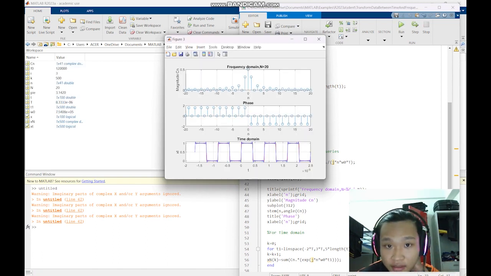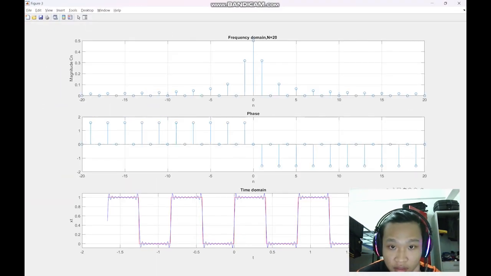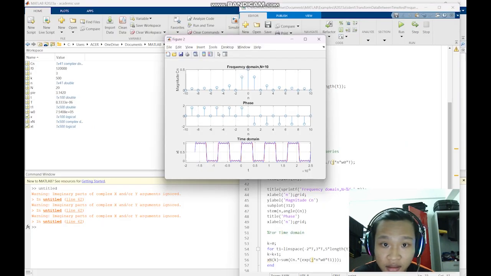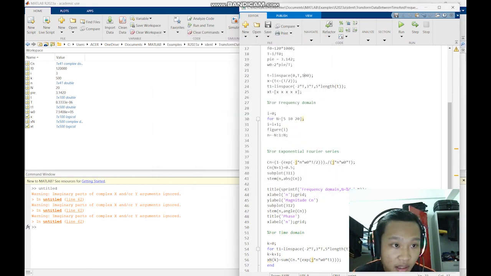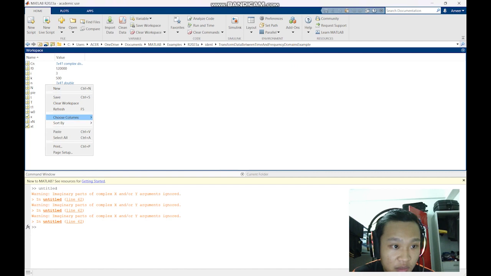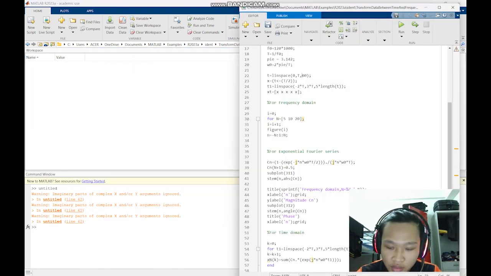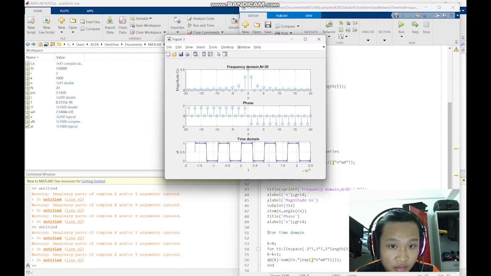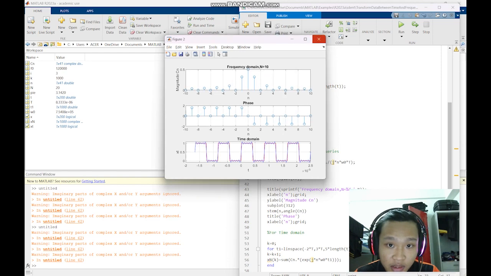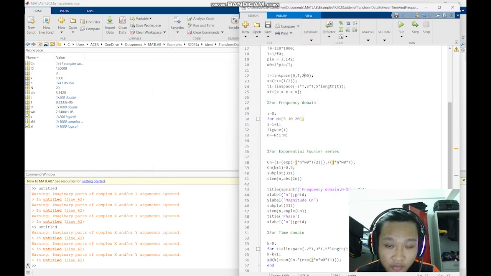And we will get these 3 figures. This is for n equals 20 at 10%, n equals 10 for 10%, and n equals 5 for 10%. After that, we need to clear the workspace before doing the other 20%. Then run. We get this 20, 10, and 5.